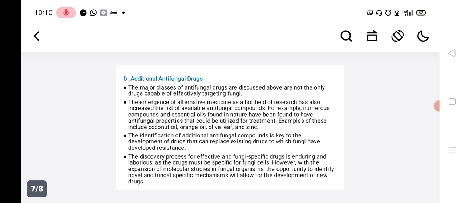The identification of additional antifungal compounds is key to the development of drugs that can replace existing drugs to which fungi develop resistance.